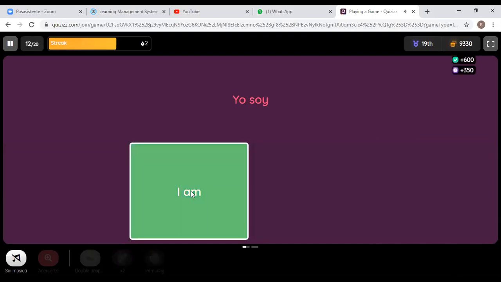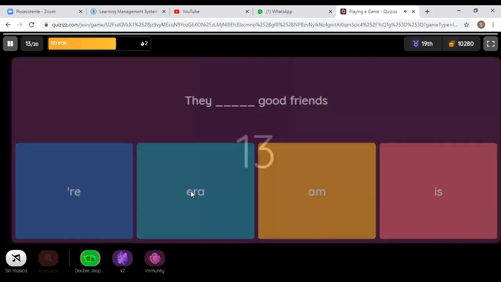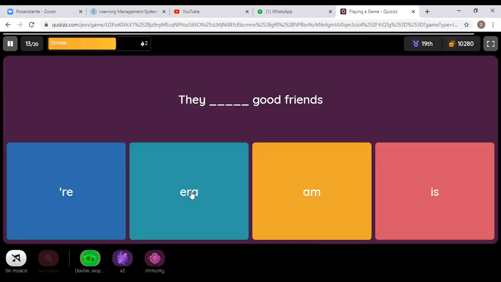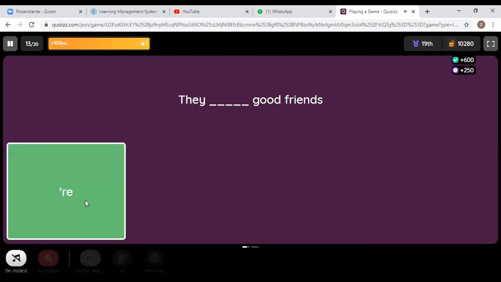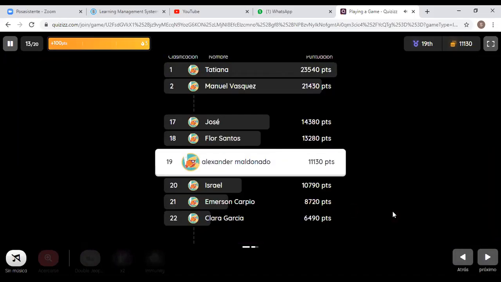Finish almost. Tatiana is in first place, and Manuel, look at Tatiana and Manuel. I'm going slow. I am confusing people. They is good friends, right? They is good friends? Maybe? No. Possibly? I don't know. I'm sorry. I'm making mistakes.